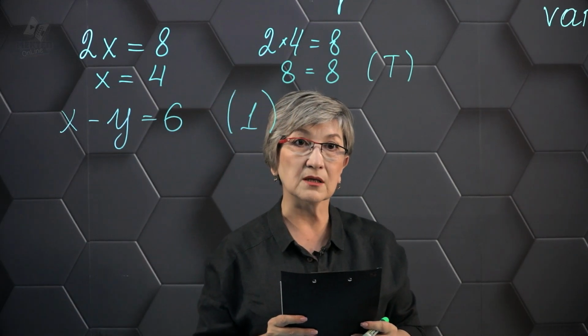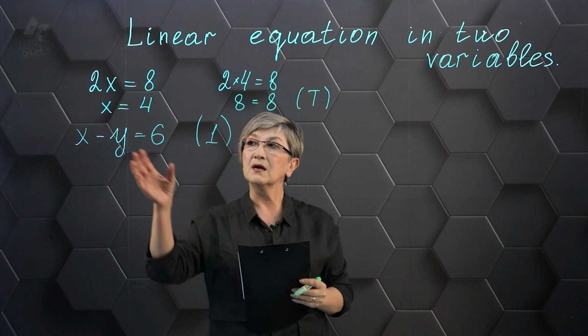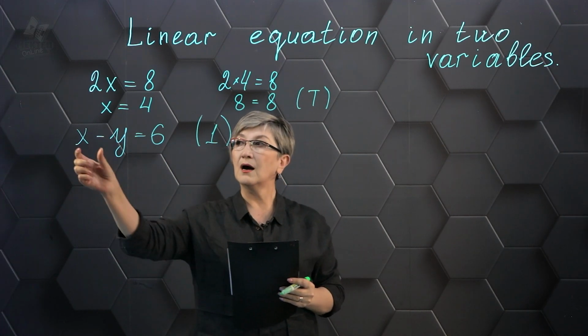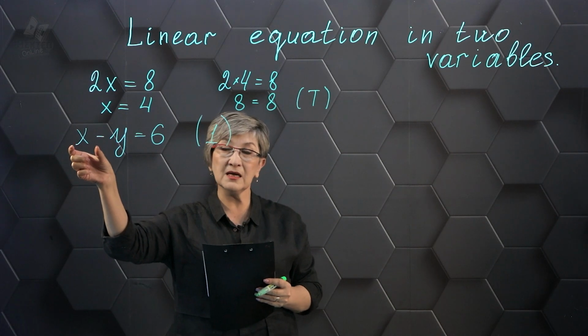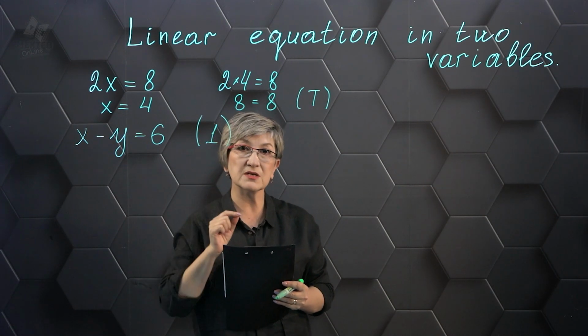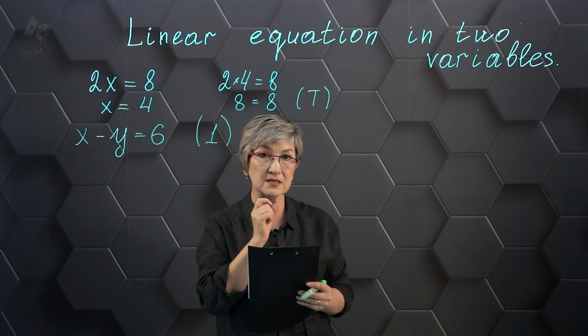How did I find out? The fact is, to determine the degree of an equation, we consider the highest degree of the variables. And in our case, the variable x is to the first degree, and the variable y is also to the first degree. Therefore, the degree of this equation is 1.